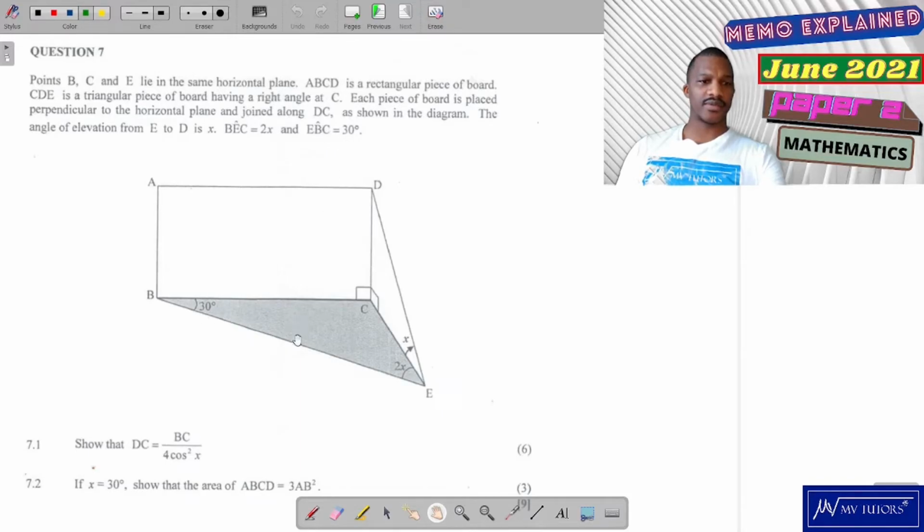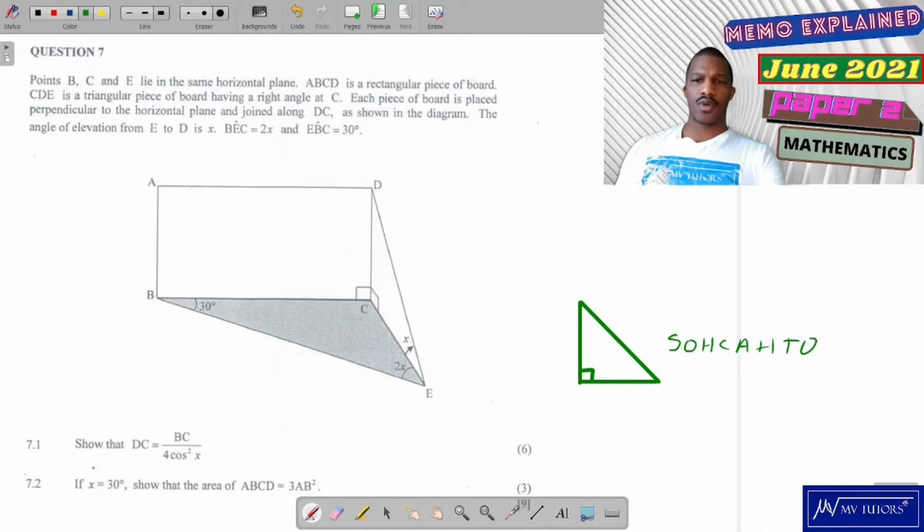All right. With this topic, there are a few things that you need to be aware of. If you have a right-angled triangle, with the right angle right there, then for a right-angled triangle, you can use SOHCAHTOA.